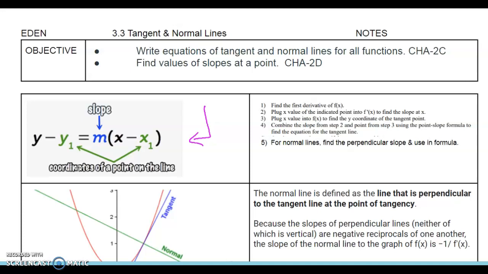So step one, find the derivative, which is your tangent slope at a general point. Plug in the x value to find your specific tangent slope, and then we need to find the y value. Sometimes they give you the point, sometimes they don't, but the y value is on the original function, okay?